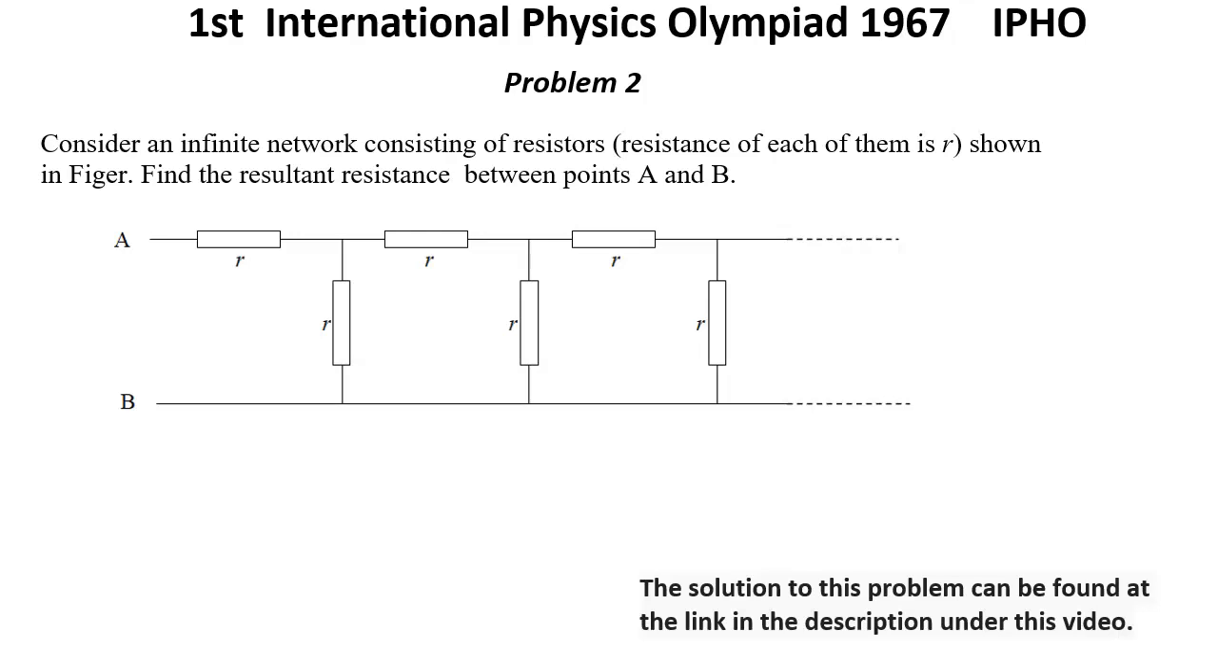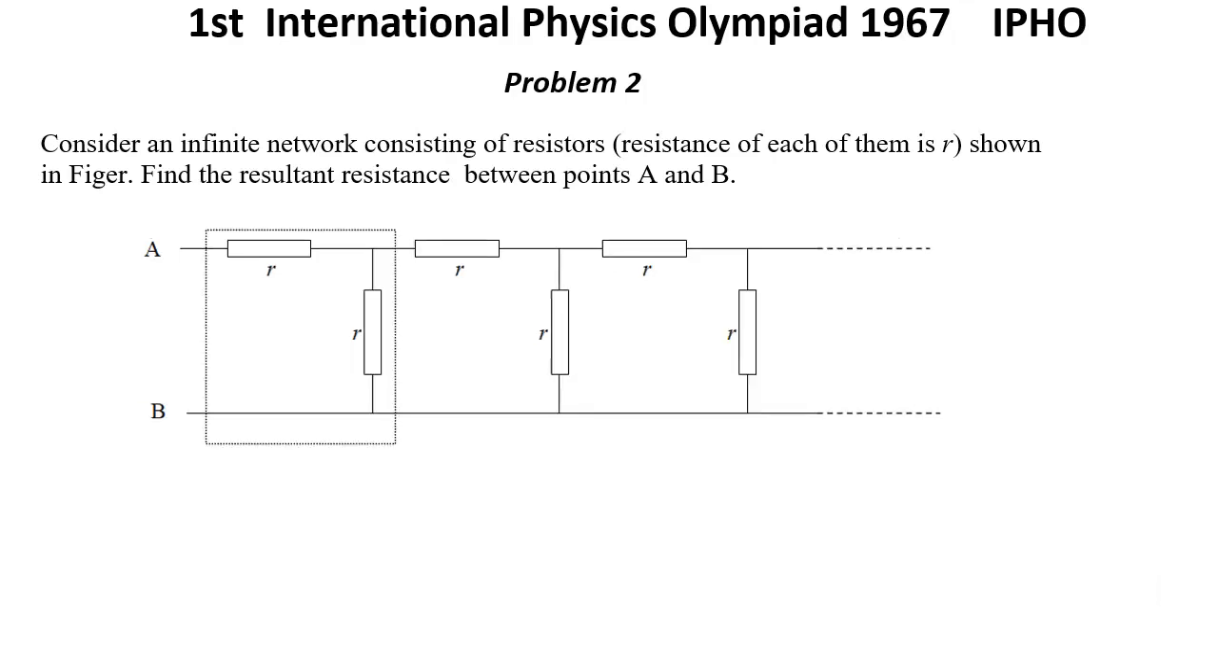First International Physics Olympiad, year 1967, IPHO. Problem number 2. Consider an infinite network consisting of resistors. Resistance for each of them is R, shown in a figure. Find the resultant resistance between points A and B.